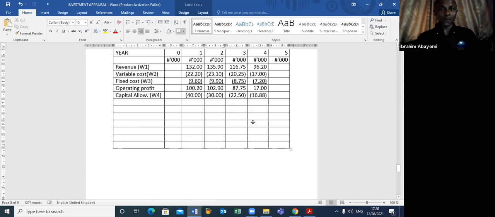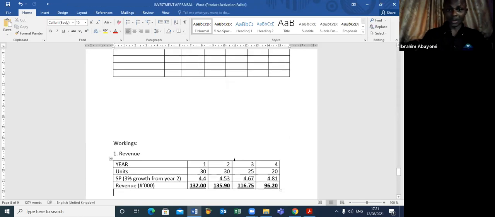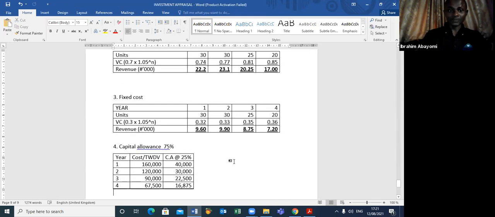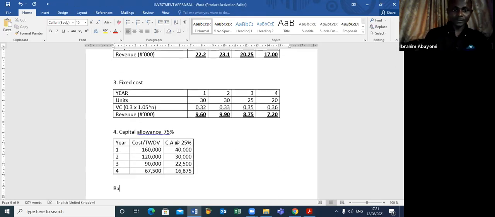Now, don't forget, I just put this one. This one is still going to change because we are going to compute. Don't write it yet because it's going to change. We are going to compute the balancing adjustment, Abby. So our balancing adjustment is going to affect that year 4 capital allowance. So let's go and compute our balancing adjustment.